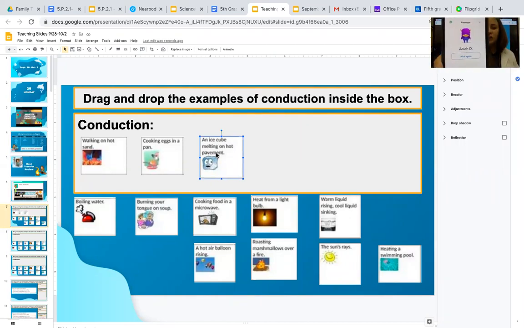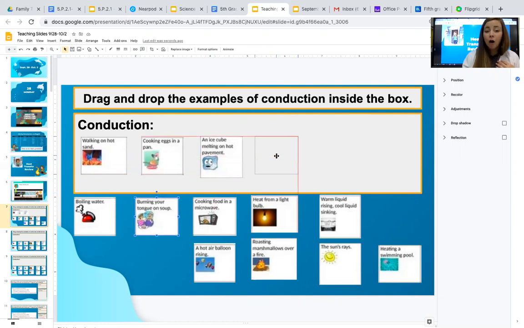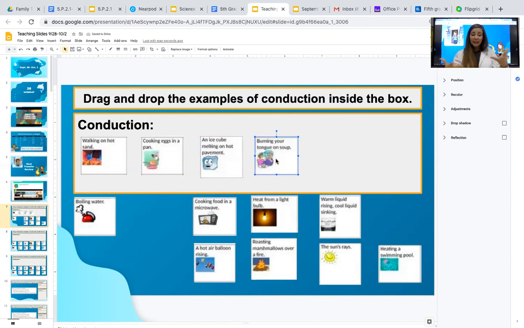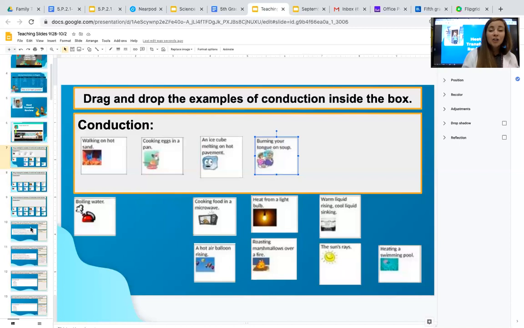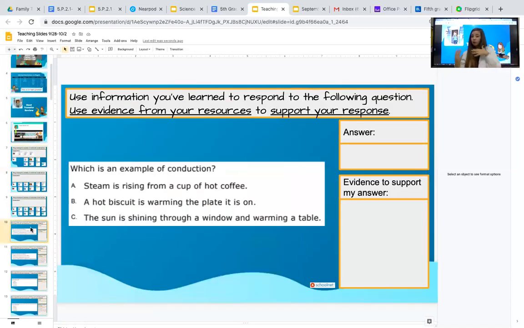All right, Asia, what is the last example here of conduction? Something touching something else and heat is being transferred. Burning your tongue on the soup. Fantastic. Yes, burning your tongue on soup. Awesome job, because your tongue is touching the soup and heat is being transferred and it is very painful. Excellent job. All right, so now we've got a couple multiple choice questions that we're going to practice.